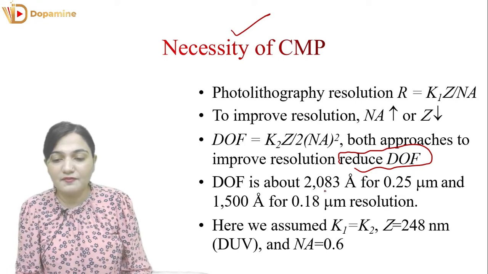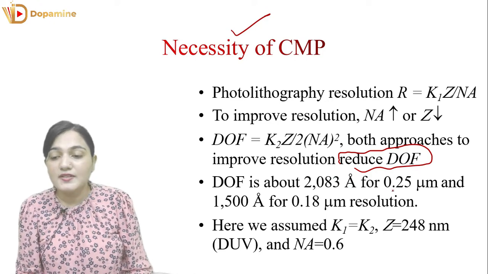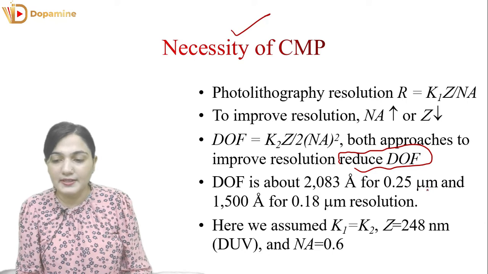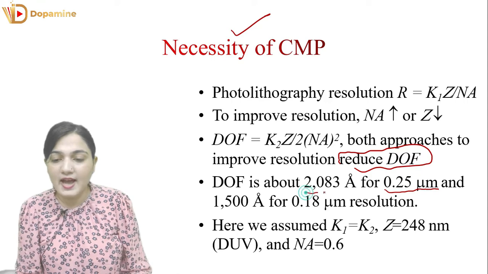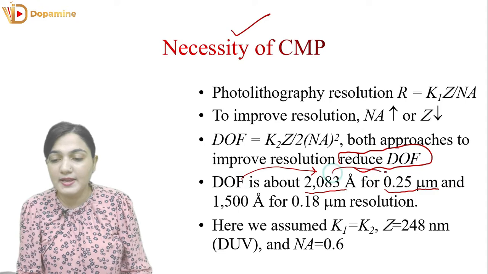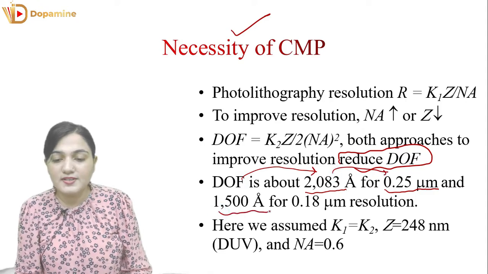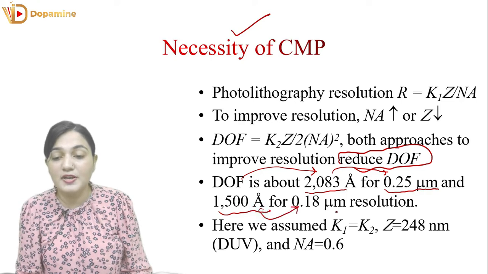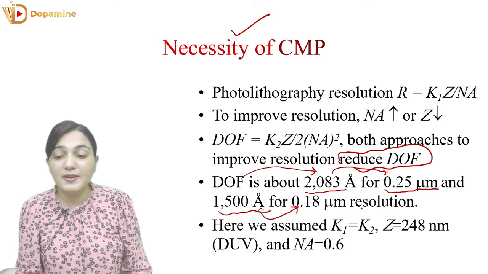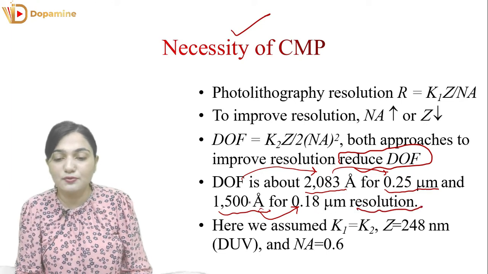You can see from here, if I have 2083 angstrom as a depth of focus, the feature size is 0.25 micrometer. So when I have a higher depth of focus, the feature size will be higher. Now, if I reduce the depth of focus to 1500 angstrom, the feature size will become 0.18 micrometer. So we will be getting a better resolution and smaller feature size if I reduce the depth of focus.